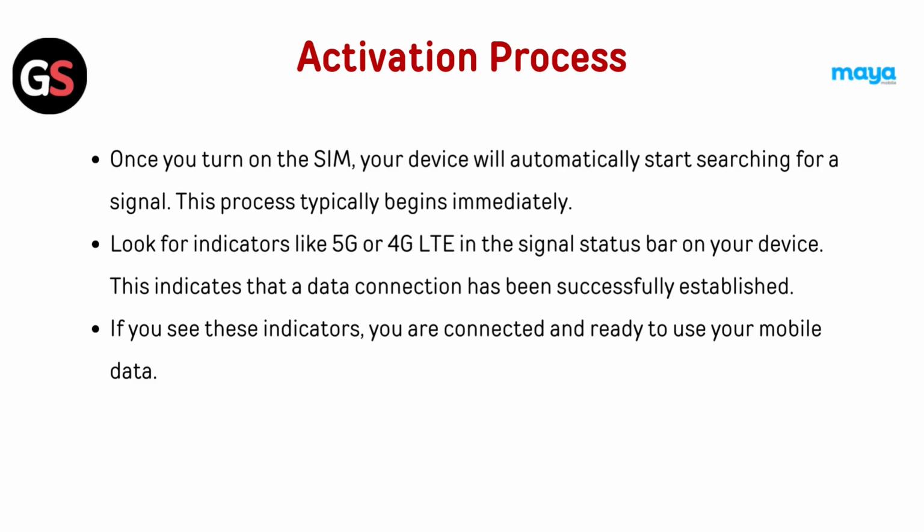Activation process. Once you turn on the SIM, your device will automatically start searching for a signal. This process typically begins immediately. Look for indicators like 5G or 4G LTE in the signal status bar on your device. This indicates that a data connection has been successfully established. If you see these indicators, you are connected and ready to use your mobile data.